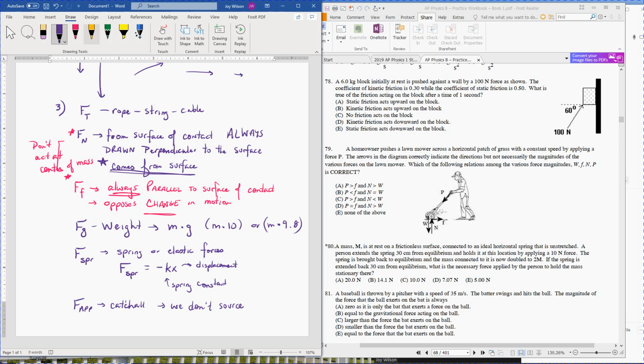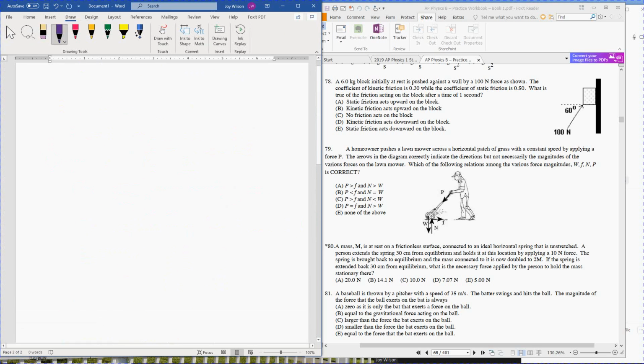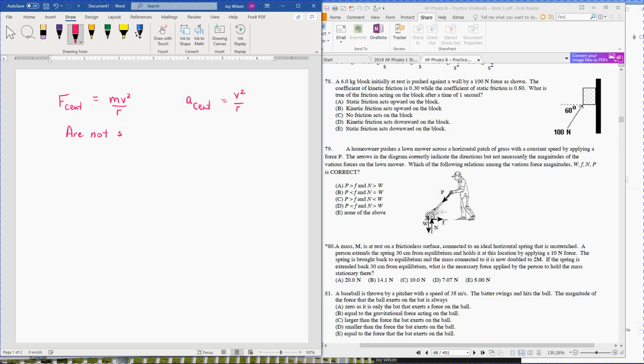Now, thing to note here real quick, before I go to the next page, well actually let's go ahead and go to the next page, is that force centripetal is a special case. Force centripetal is mv squared over r. Acceleration centripetal is v squared over r, and these are not standard forces.